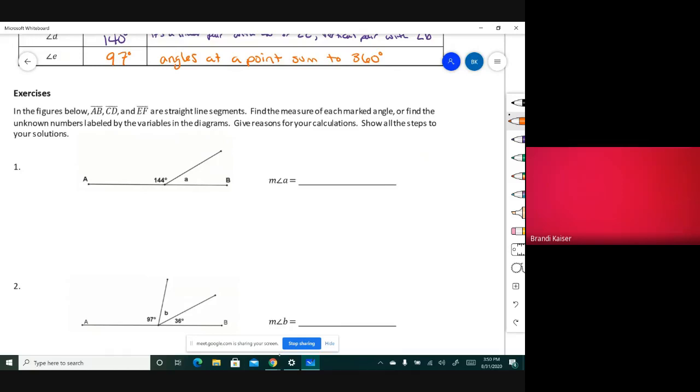Okay, so angle A is on the right side of this figure. And if I have AB, or they tell me in the instructions, AB is a line segment, I should know that those two add up to 180. So 144 plus A should equal 180. All I'd have to do is subtract 144 from both sides, and A would have to equal 36 degrees. Okay, and the reason being is linear pairs are supplementary. I know that these represent a linear pair.